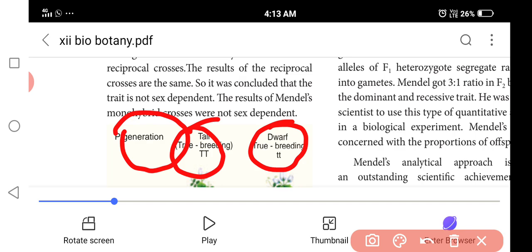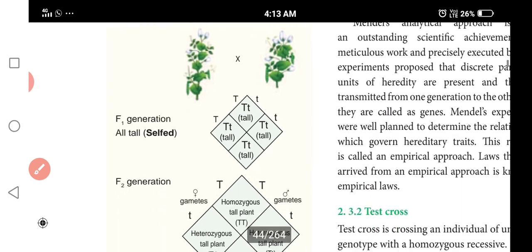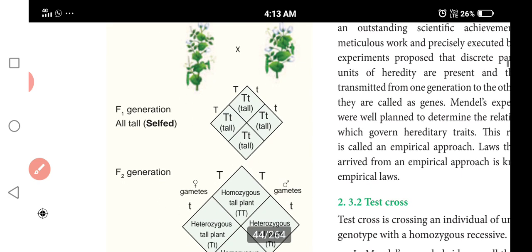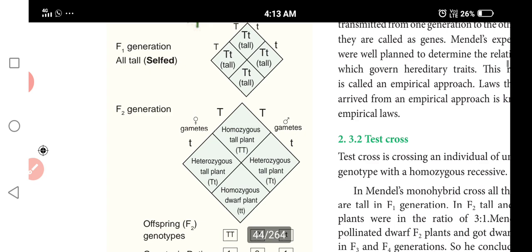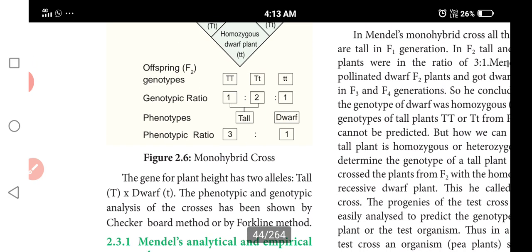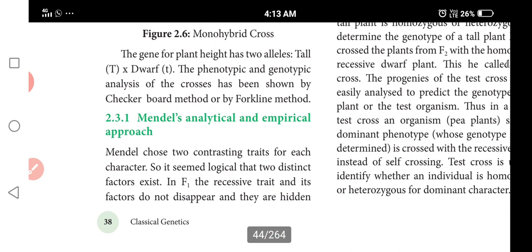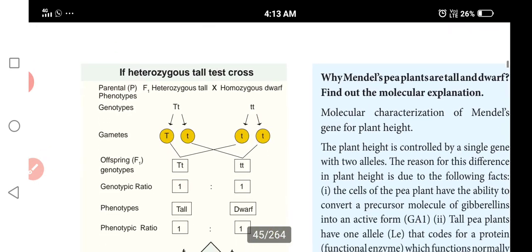So what is the result? All the F1 generation plants are tall. Next, the F1 generation is selfed. Tall and dwarf plants appear in the F2 generation. The phenotypic ratio is 3 to 1 and the genotypic ratio is 1 to 2 to 1. So this is the monohybrid cross.